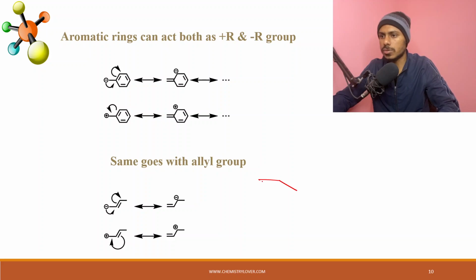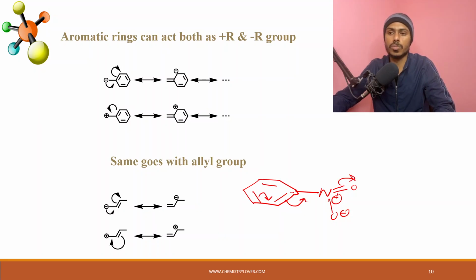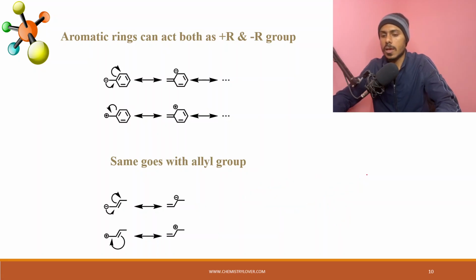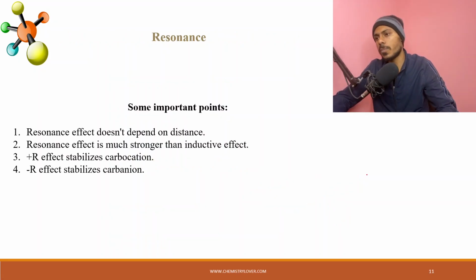Similarly, if we introduce nitro group in the aromatic ring, what will happen? See, if we introduce nitro group, then you will see that it becomes a better minus R group, because now it will drag electron into the nitro group. So this becomes a better minus R group. So we can tune the plus R or minus R capacity of the aromatic ring. This is very important. Now these are the important points about resonance.